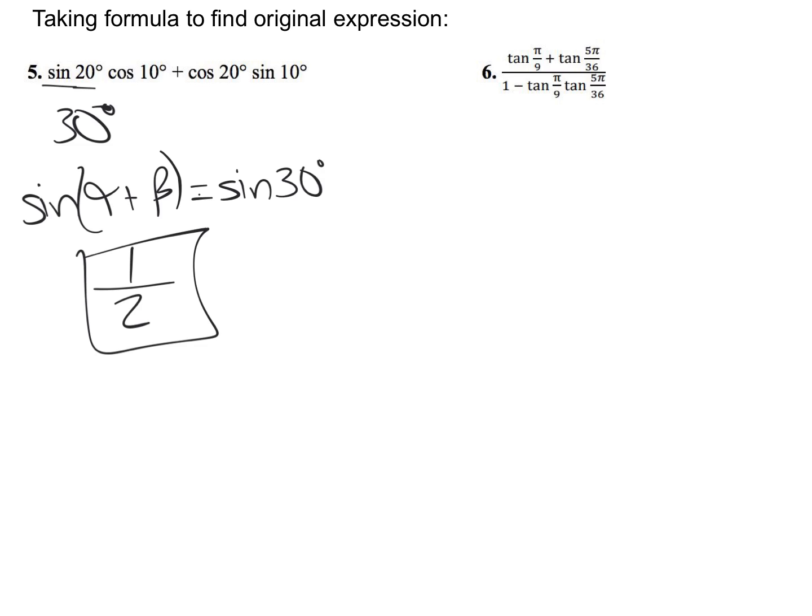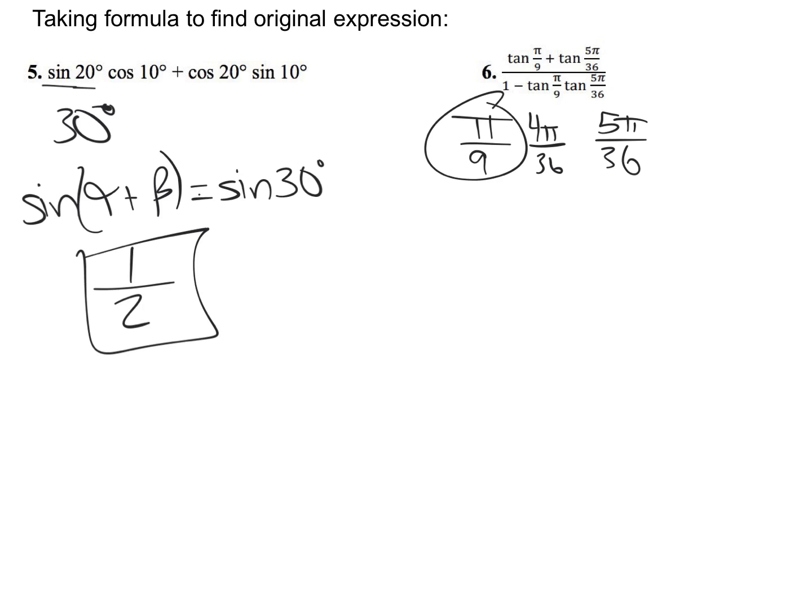So first off, I'm going to see what I'm going to be solving. Pi over 9 and then 5 pi over 36. If I rewrite pi over 9 into something over 36, that's 4 pi over 36. Now I need to go ahead and match it to what tangent formula this is.